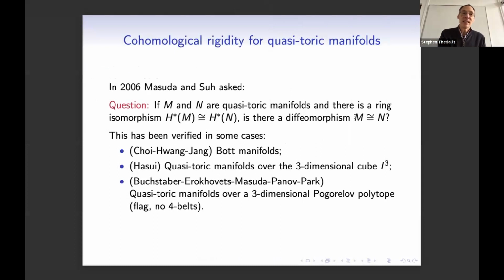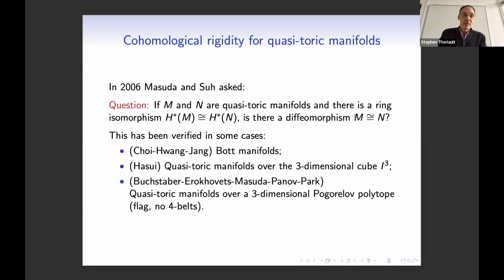In terms of rigidity, for the class of quasi-toric manifolds, Masuda and Suh were investigating rigidity problems and had the intuition that there was something special about quasi-toric manifolds, and possibly the rigidity problem actually held there. So they asked if M and N are quasi-toric manifolds and you have a ring isomorphism in cohomology, do you get a diffeomorphism? This is still an open problem, and a lot of work has been done in this direction.